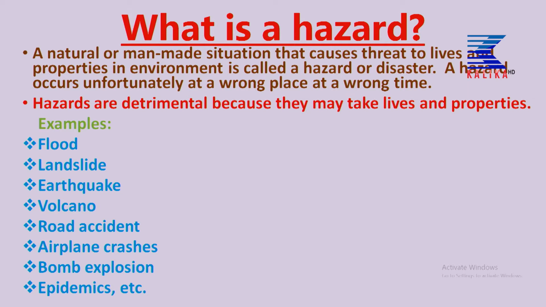So hazard is also known as the disaster, anything that happens at a wrong time, at a wrong place, that causes the threat to human beings, animals, and may cause the loss of the property is known as hazard. So have a look at the proper definition. A natural or man-made situation that causes threat to lives and properties in environment is called hazard or disaster.